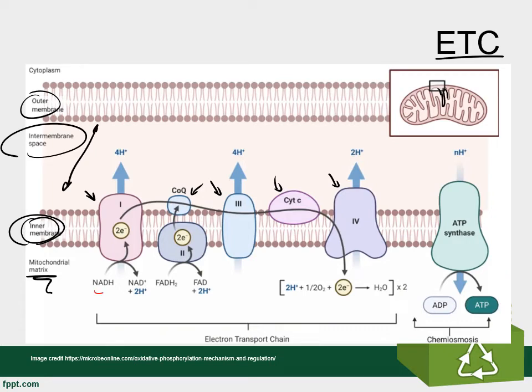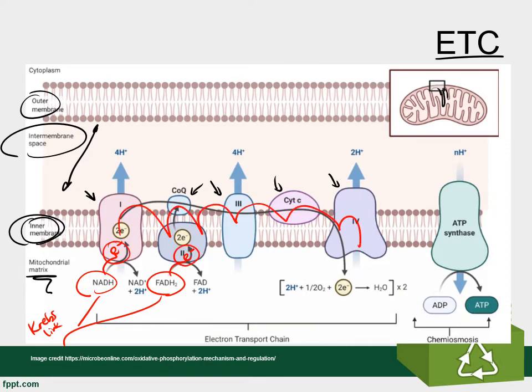NADH is going to come along and drop off its electrons. FADH2 is also going to drop off those electrons. Where did NADH and FADH2 get their electrons? In the Krebs cycle, and also a little bit in the link reaction. So we're going to take these electrons and they are going to jump along the electron transport chain.